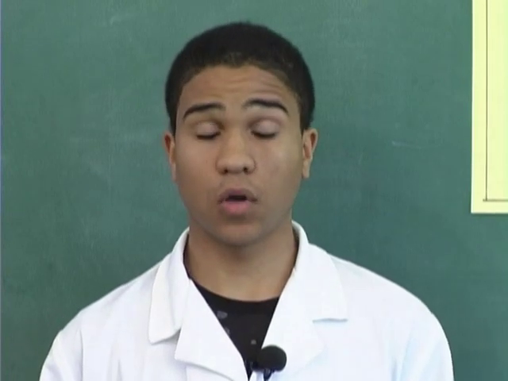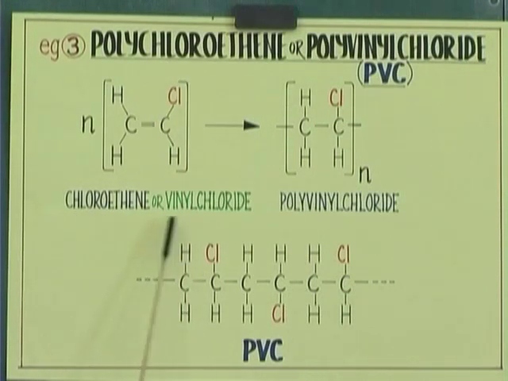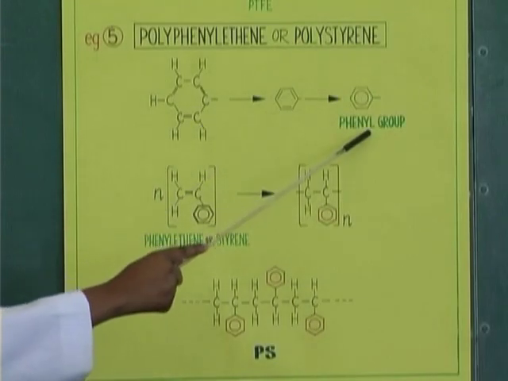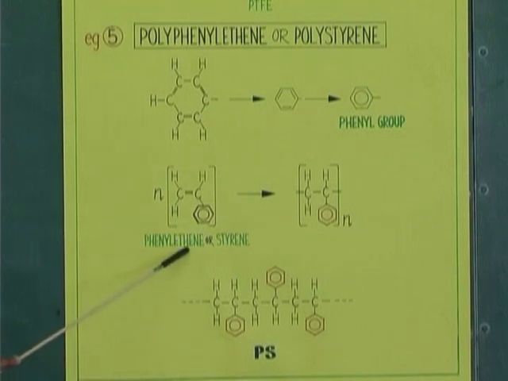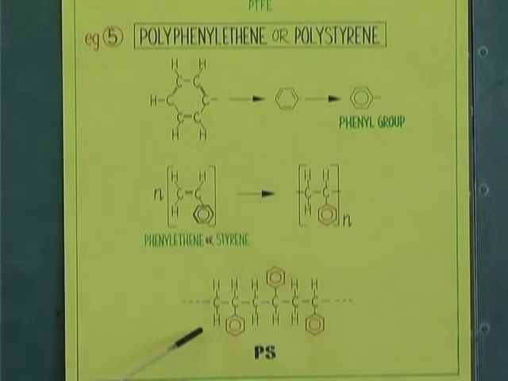When the hydrogen atom on ethene is replaced with a chlorine atom, the chloroethene or vinyl chloride monomer is formed, which polymerizes to form polyvinyl chloride. The small section of the chain is shown. When one hydrogen atom of ethene is substituted by the phenyl group, the monomer phenylethene or styrene is obtained, which polymerizes to form polystyrene. A small section of the chain is shown.